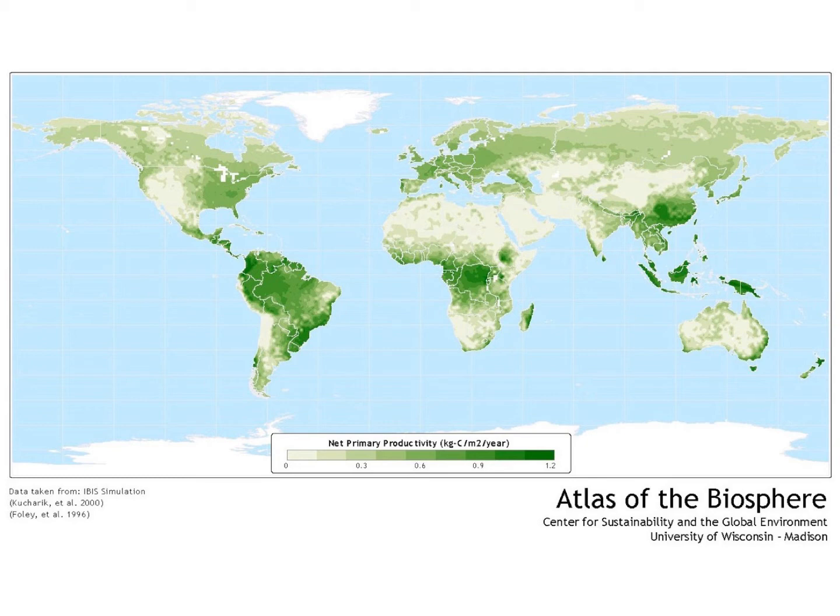Areas of low primary productivity, desert areas like in the northwest of the United States and southern Mexico, northern Africa, southern Africa, the Middle East, central Australia, and the steppes of Eurasia and the Himalayas, and the tundra areas. They all have low net primary productivity.